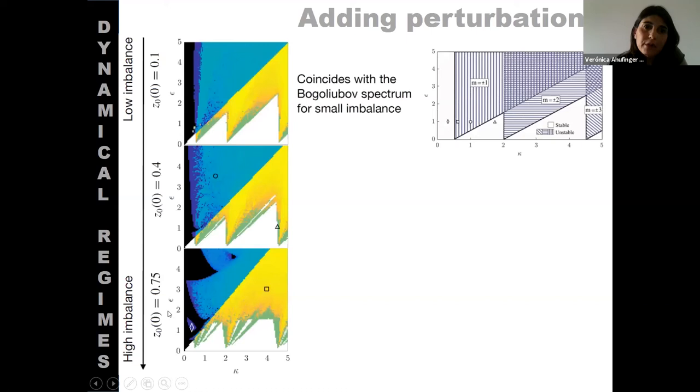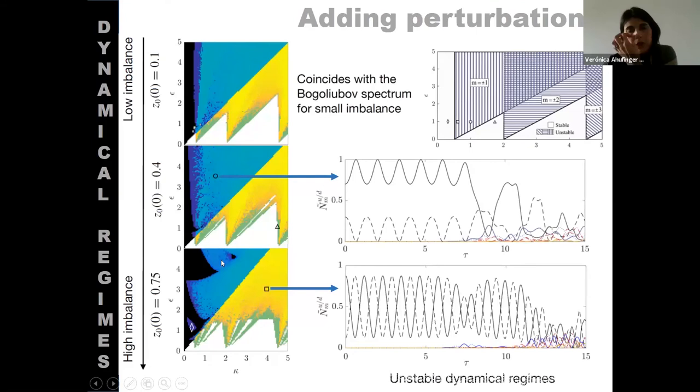Here I have just plotted two temporal evolutions for the unstable regimes. So here we have an unstable self-trapping, and in the lower plot, an unstable Bloch oscillation regime. As we see, when the perturbations, the excitations, increase, which are indicated in colors, they destroy the dynamical regime.